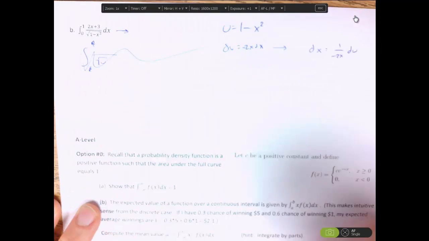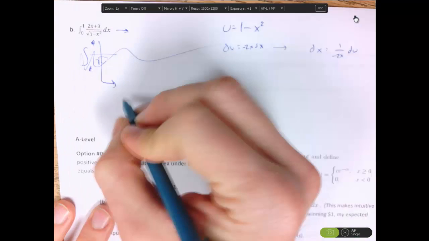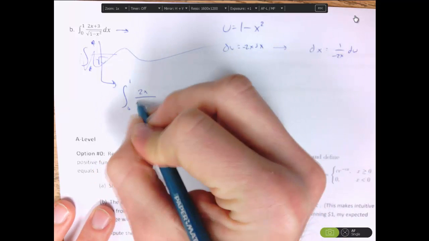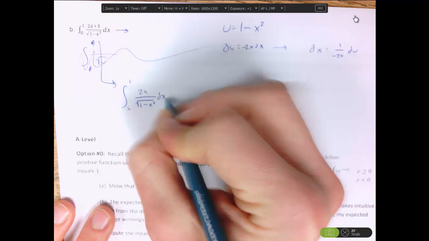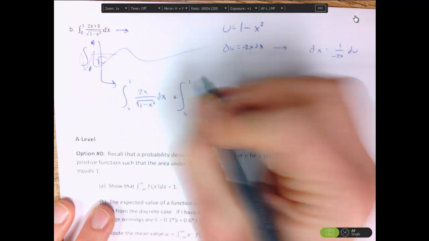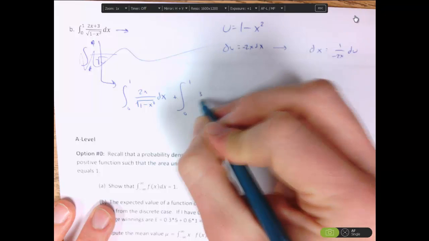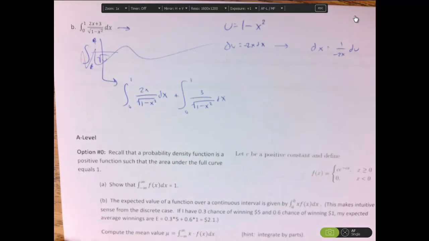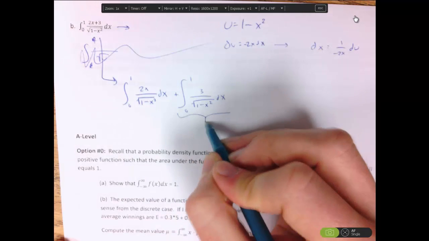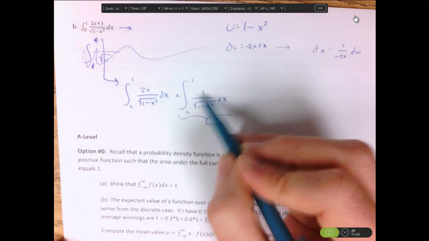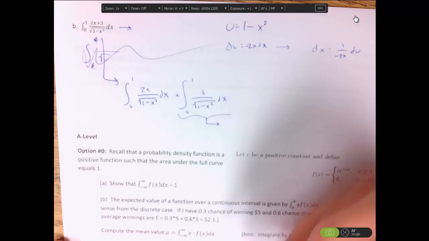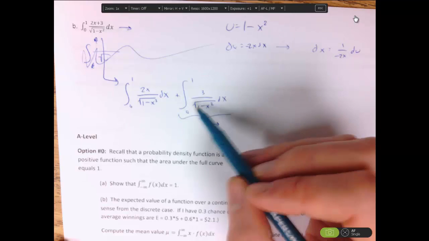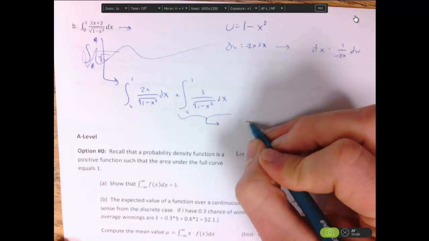So let's not do that. Instead, let's break it into two pieces. So I'll have the integral from 0 to 1 of 2x over root 1 minus x squared dx, plus the second piece, I've got 3 over root 1 minus x squared dx. All right. So this piece you may recognize as being 3 times arc cosine, because remember, the derivative of arc cosine is 1 over root 1 minus x squared. So this integral falls right out.